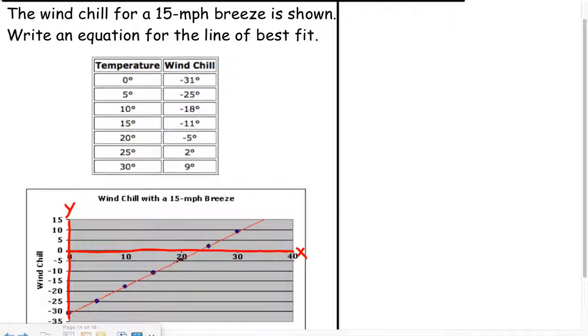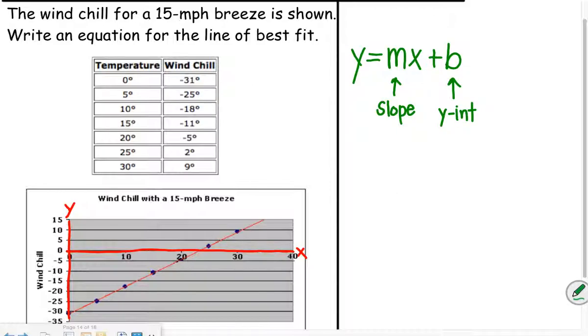Okay, so if I need to write an equation, the form they want us to write it in without saying is y equals mx plus b, where m is the slope and b is the y-intercept. Now there are actually going to be a couple of ways that we can figure out what our slope and our y-intercept are. So I'm going to split the screen in two here, and I'm going to show you two different ways.